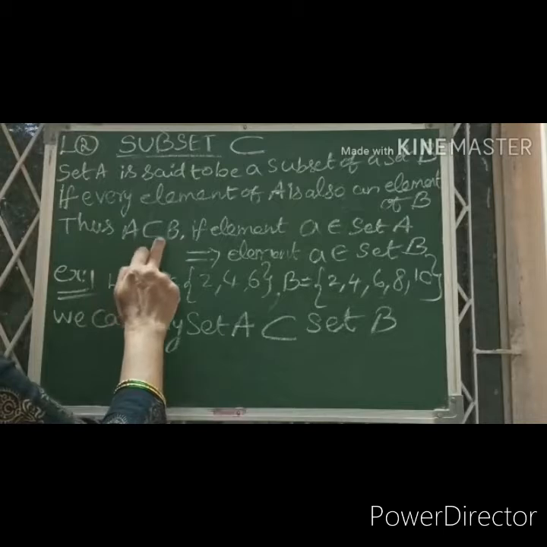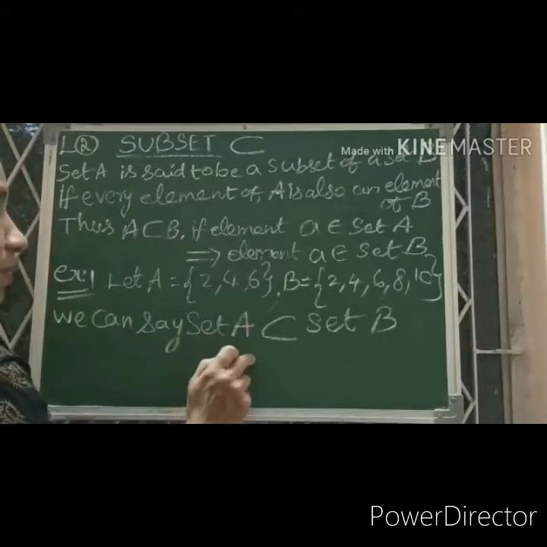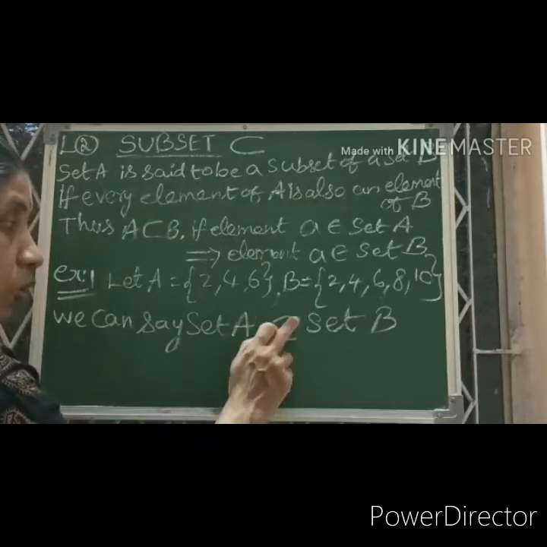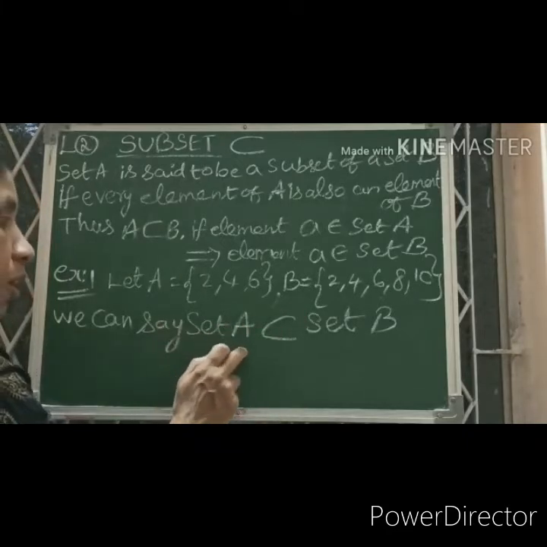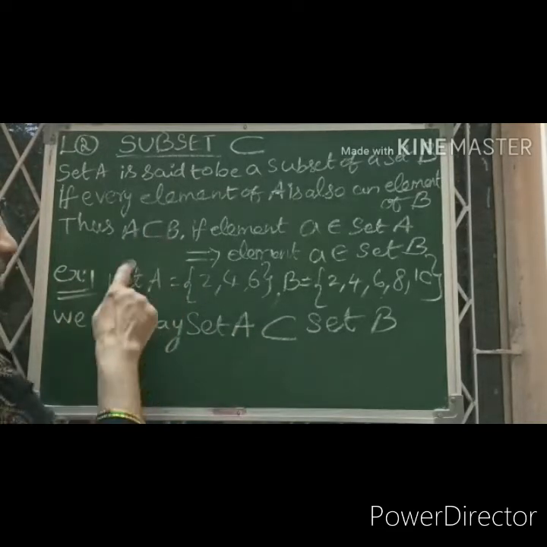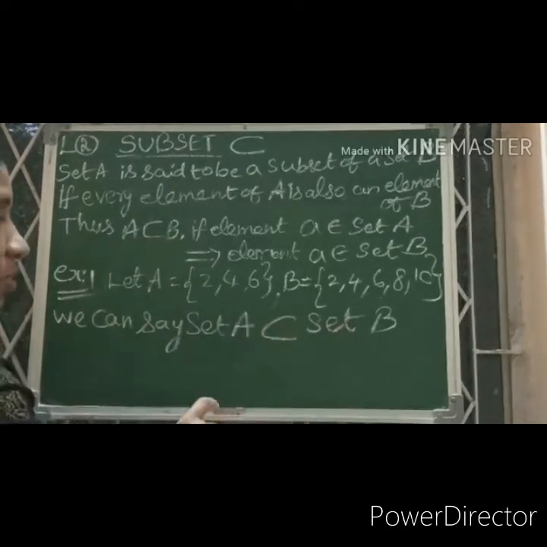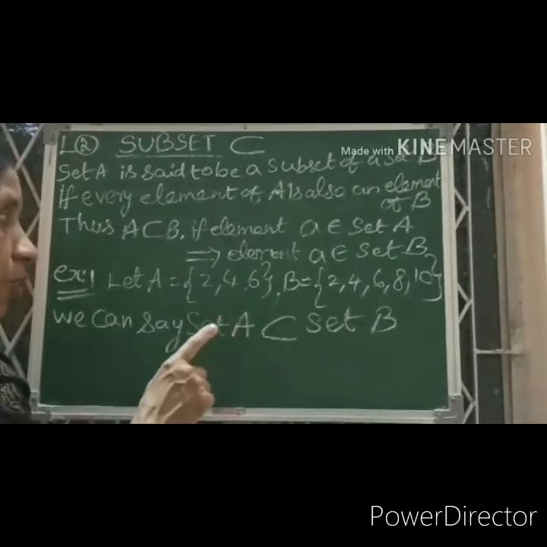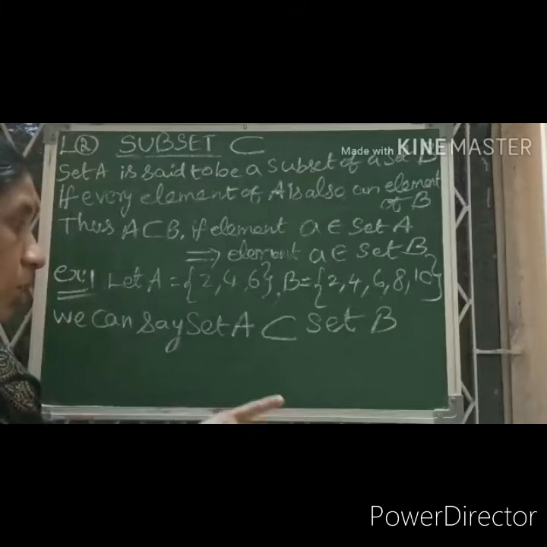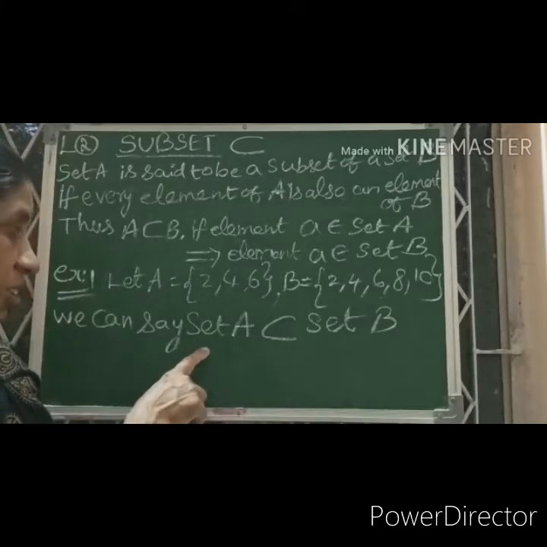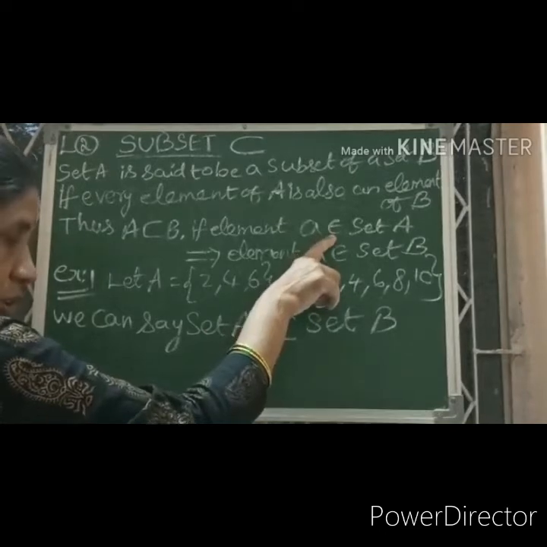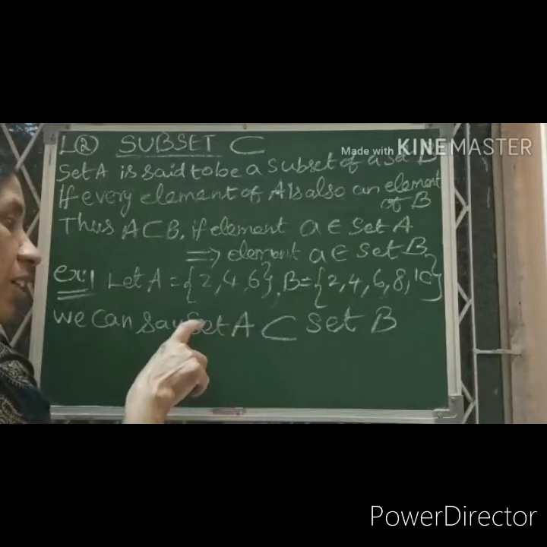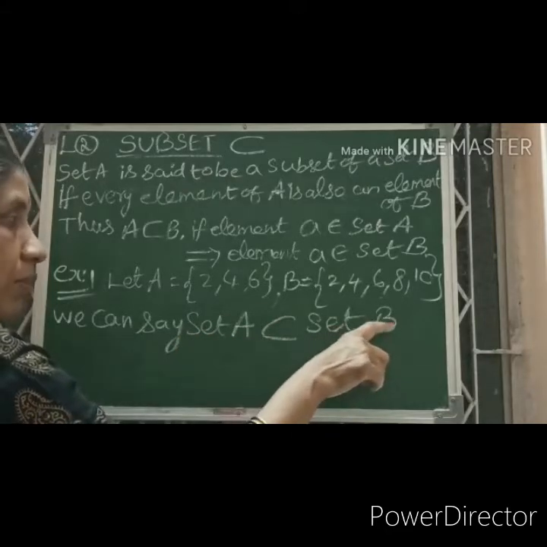Why am I writing "set"? Whenever you read or use this subset symbol, you should not say "A subset B". It is "set A is a subset of set B". So how will you read it? Set A is a subset of set B. Whereas "belongs to" is used when you talk about an element. Whenever you talk about subset, you have to read "set A is a subset of set B".